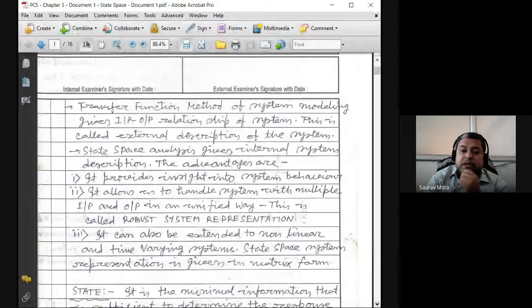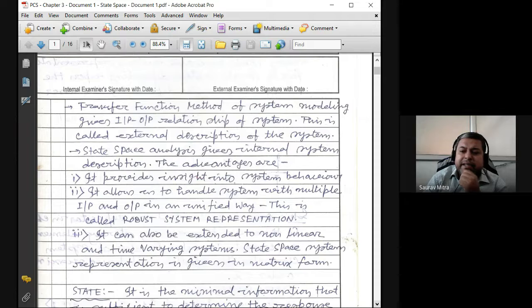But control system is a research field which has been there for the last 200-300 years. A lot of mathematicians have put their effort and intelligence into it. So control system never stops. It is always evolving.